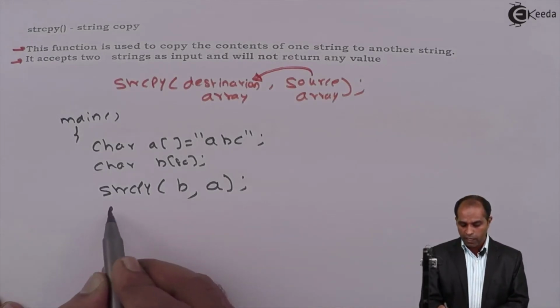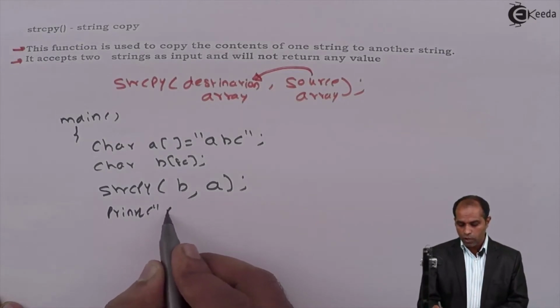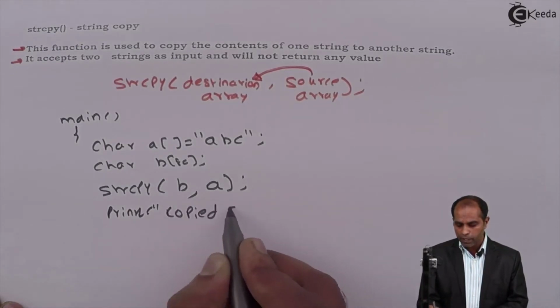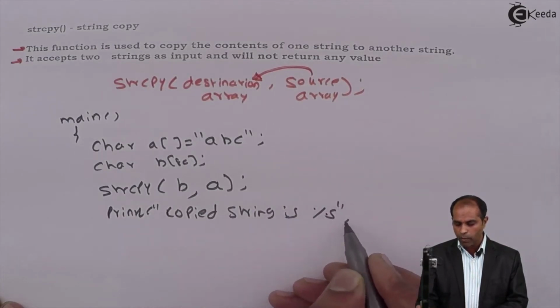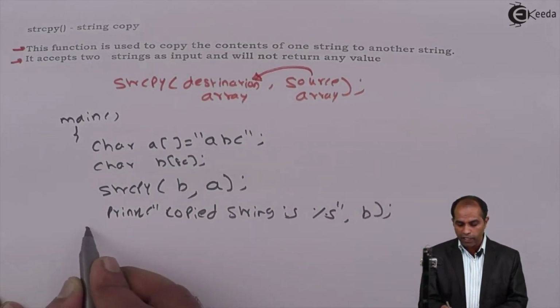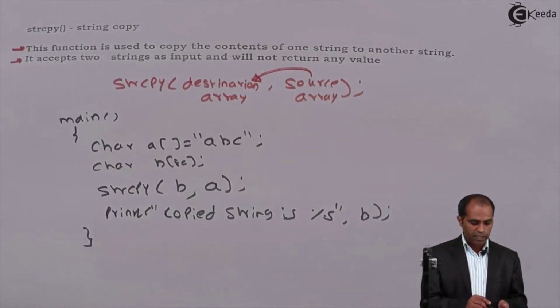And here I'll say printf. What does it do? So I'll say copied string is %s, comma b. I'm not supposed to display any integer value. I'm supposed to display the string value. Hence it is %s at this place.